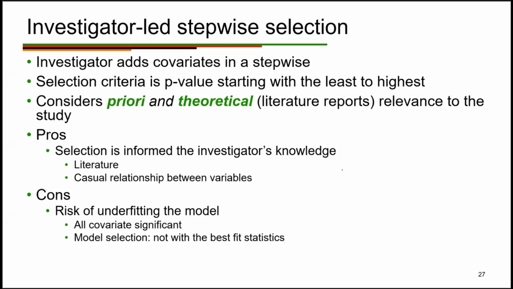And of course, there are pros and cons to using investigator-led, right? So the pros are that you'd look at literature and you have a good understanding of the causal relationship between your variables and your outcome. But the cons are that there's risk of underfitting or even overfitting, because you might just look at these variables and think that these are the best fit independent variables, but maybe there are other variables that could explain your model better.